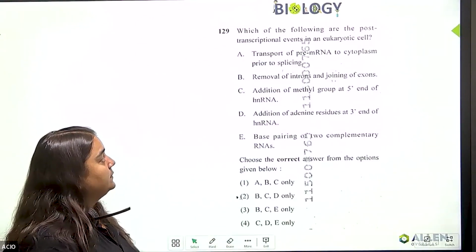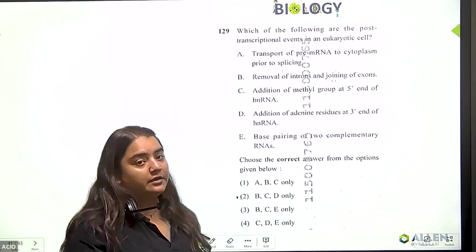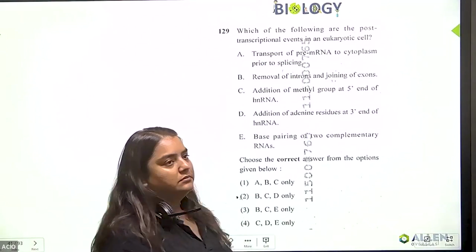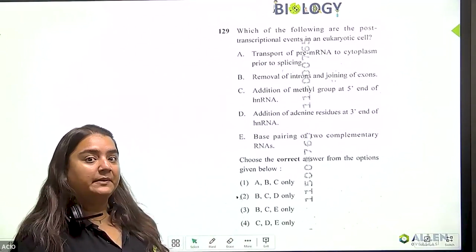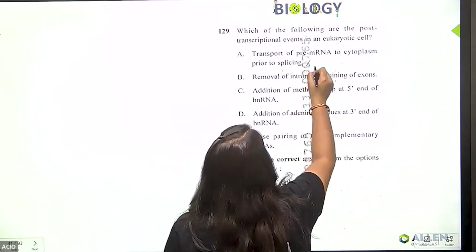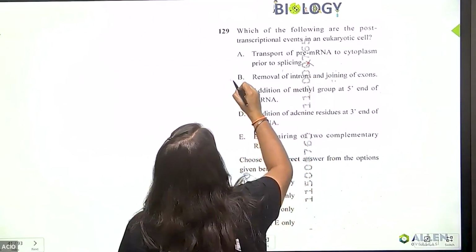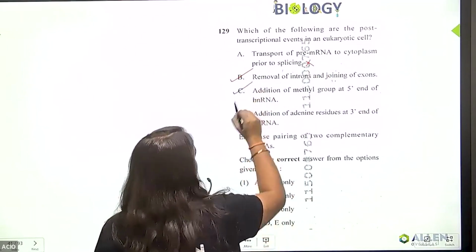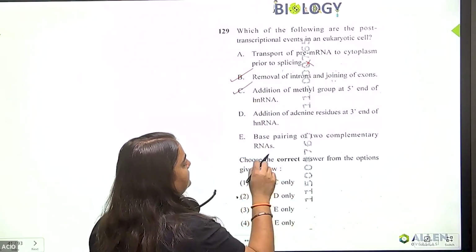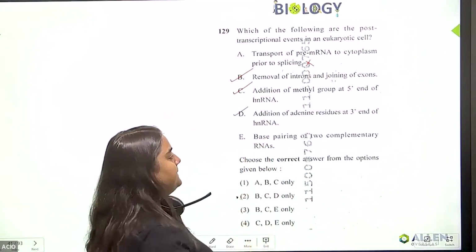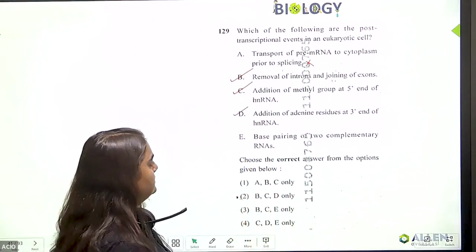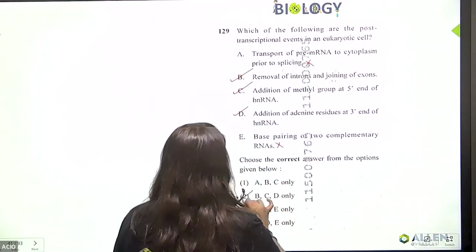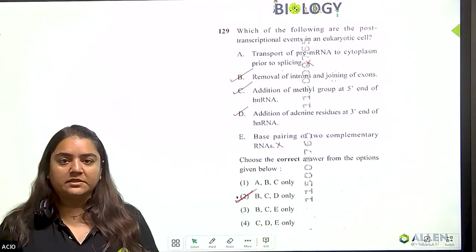Which of the following are the post-transcriptional events in an eukaryotic cell? Let's see. Transport of pre-mRNA to cytoplasm? No. Transfer of the stable mRNA to the cytoplasm. So this is wrong. Removal of introns and joining of exons? Okay. Addition of methyl group at the 5' end? Yes. Addition of adenine residues at 3' end? Yes. Base pairing of two complementary RNAs? No. So the answer is B, C, and D. Yes, the second one. Any doubts, anyone?